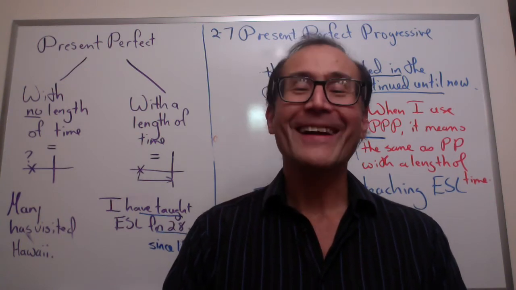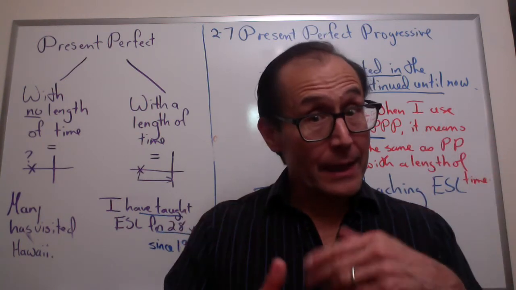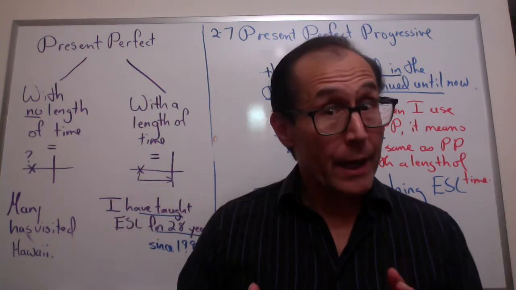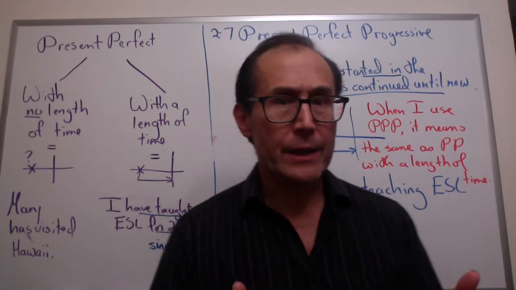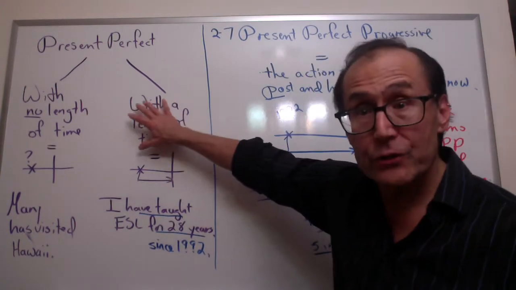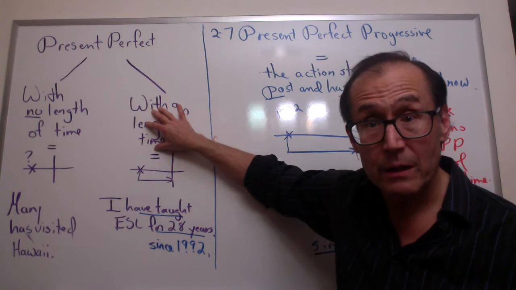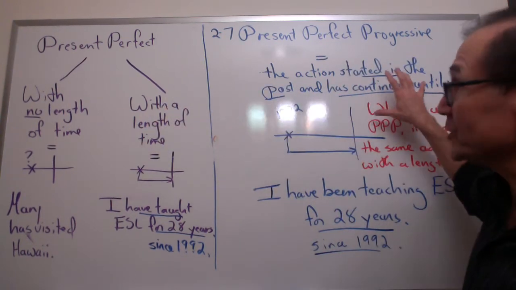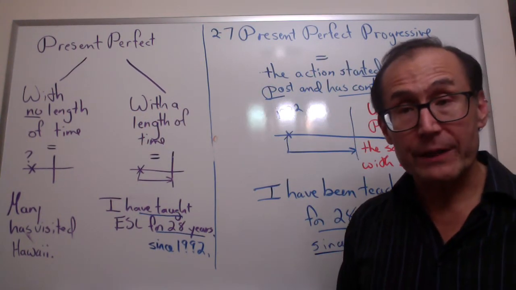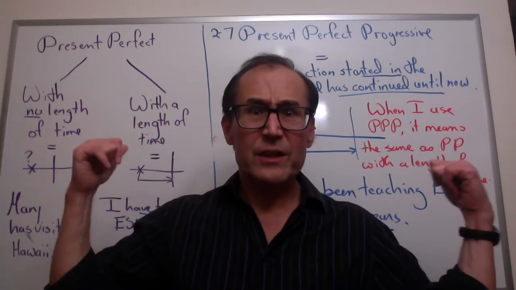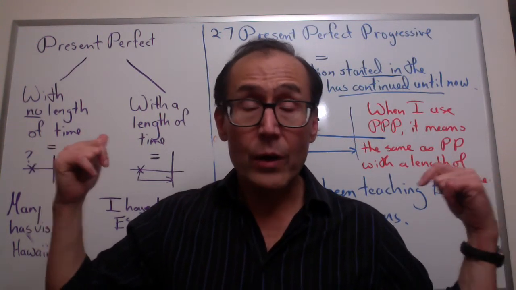Okay. Now, the next question that comes up is, okay, they mean exactly the same thing. When should I use this? When should I use present perfect with a length of time? And when should I use present perfect progressive? Or maybe even an idea that comes up first is, well, what's the difference between the two? What is the difference?